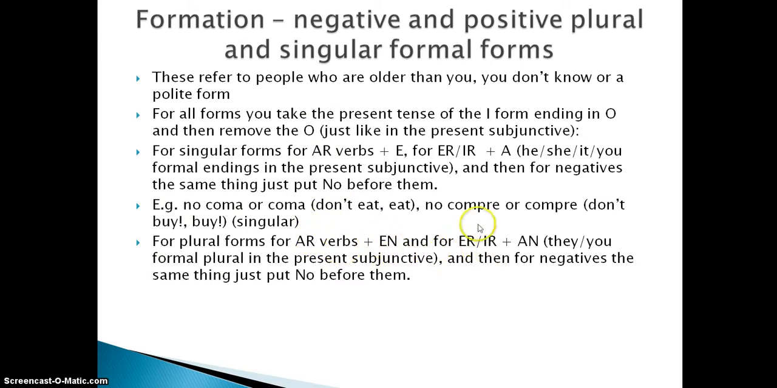And for ER and IR, take the O off, and then we put AN on the end. And that gives us the usted and ustedes formal plural forms in the negative and the positive. If you know your subjunctive, this is the same as the they form in the present subjunctive. And the same for positive and negative commands, so don't and do something.